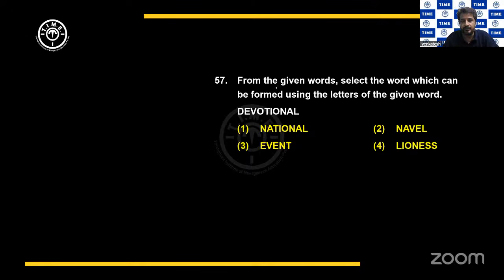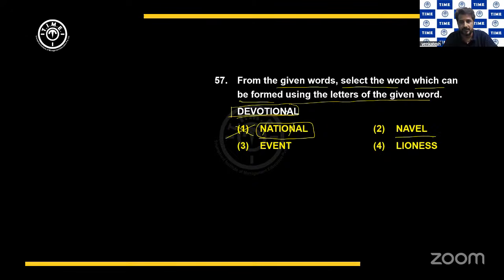From the given words, select the word which can be formed using the letters of the given word devotional. Now out of the four options, only one option will have all its letters in this word. Let's see. National. Do we have this entire word here? N should come two times. Do we have N two times? No. So not the first option.